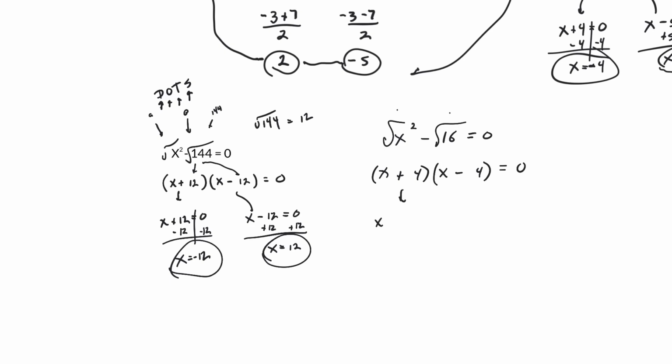Set them equal to 0. X plus 4 equals 0. This one ends up being minus 4. I'm being lazy now. Set this one equal to 0. And this one equals plus 4. Oh, sorry about that, you guys. And there's two answers. Okay?